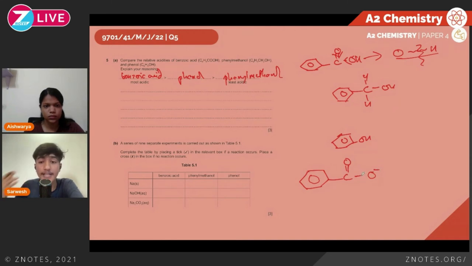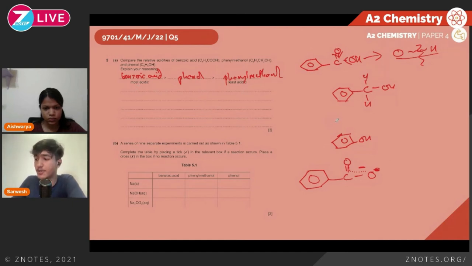But this ion is also stabilized by resonance. So the double bond over here will spread onto over here, and the charge will get spread. So the delocalization of the negative charge will stabilize the carboxylate ion which is so formed. So that makes benzoic acid the most acidic.